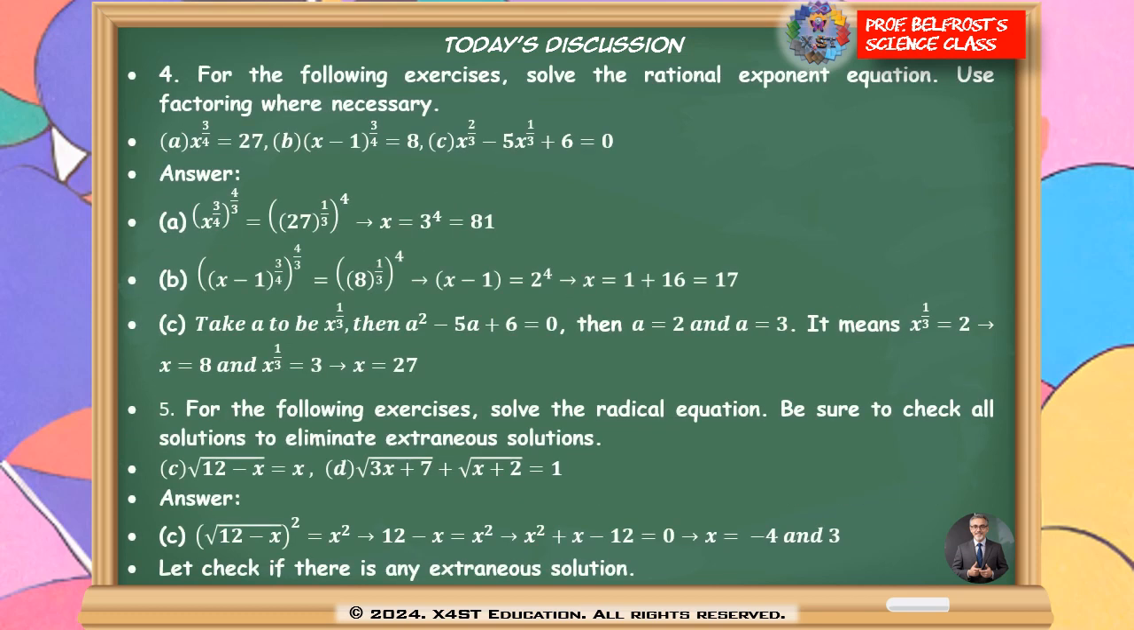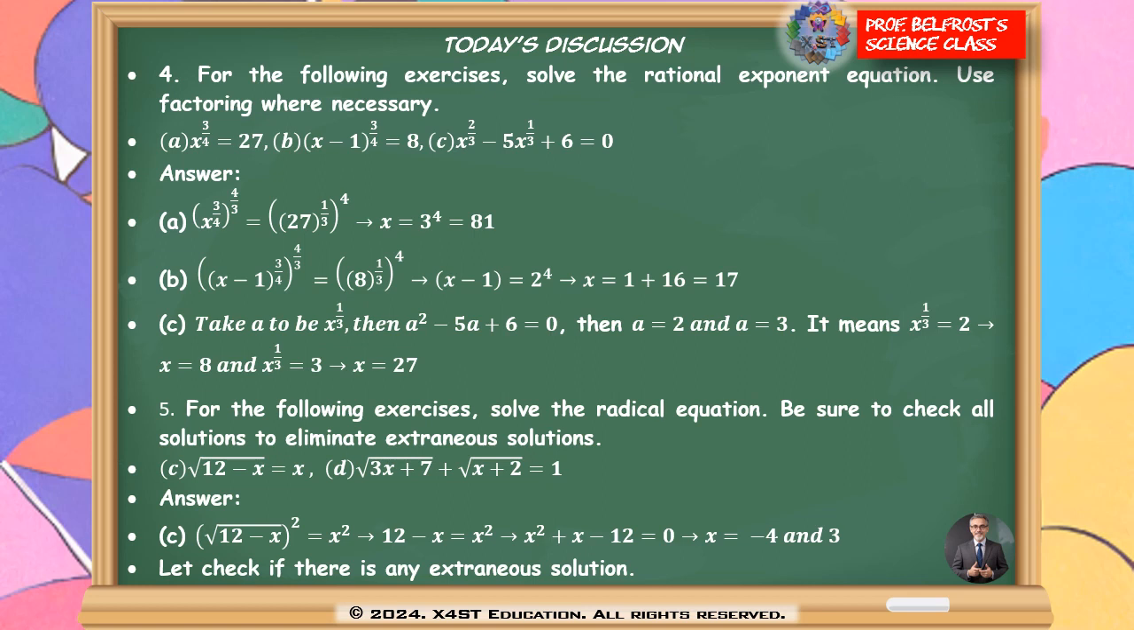Now the little assignment for you for this problem is to sketch the graph and prove that it's true that the two lines intersect at 20 and 60. That's for you. Number 4, for the following exercises, solve the rational exponent equation by using factoring where necessary.